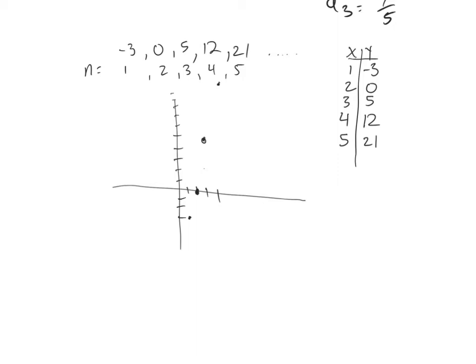So I noticed that this is growing pretty quickly, but it's not growing at a constant rate, right? This wouldn't be a line. From negative 3 to 0, it increases by 3. And this increases by 5, and this increases by 7, and this increases by 9. So not quite a linear equation. The slope isn't the same each time.